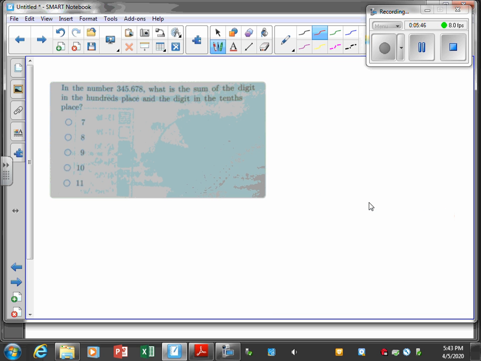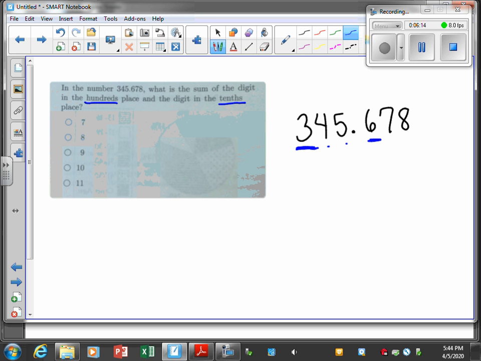All right. In this number, let me write this out: 345.678. It said, what is the sum of the digit in the hundredths place? So 1, 10, 100. This is the hundredths place. And then the digit in the tenths place. So tenths, because remember, it goes tenths, hundredths, thousandths. So it says, what is the sum of the hundredths and the tenths digits? So we would just say 3 plus 6 is equal to 9, which looks like we're here.